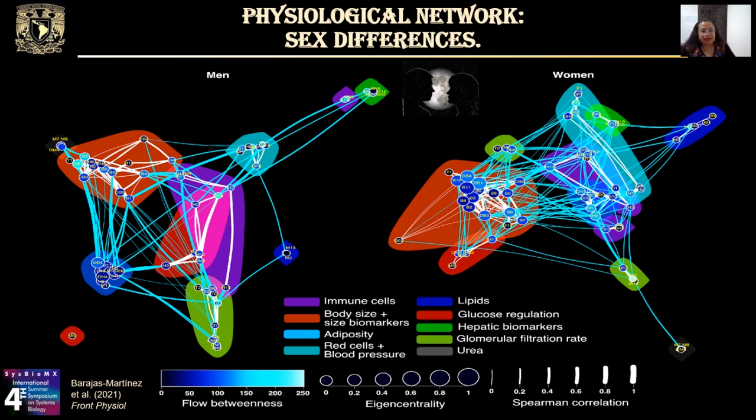Now, if we plot the physiological network from this data, what we see is that men have lower correlations, lower links between different variables. The bridges that connect one system to the other are also few in comparison with women. Women have a more rigid system. All the systems are interconnected. There are connections everywhere. There are many ways to go from one variable to another variable. So the control is more robust, the system is more resilient in comparison with young men.